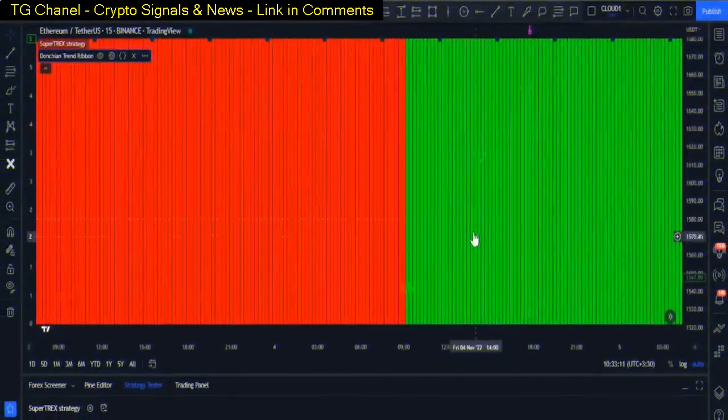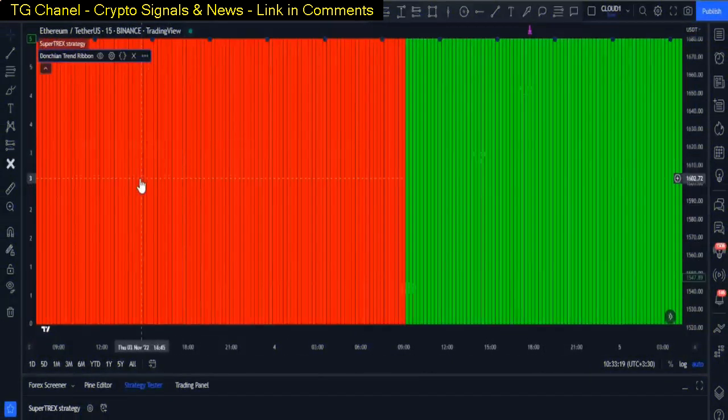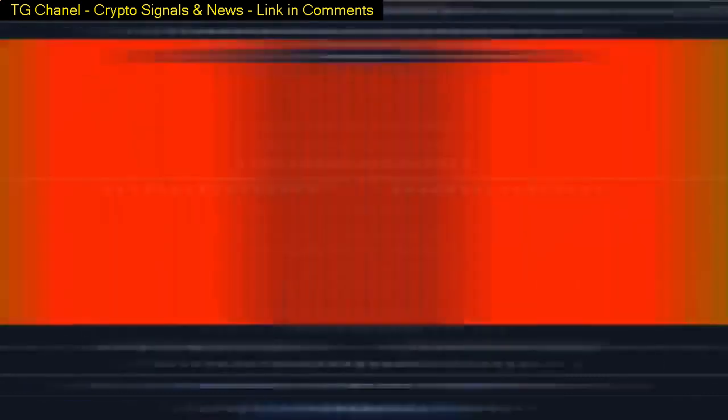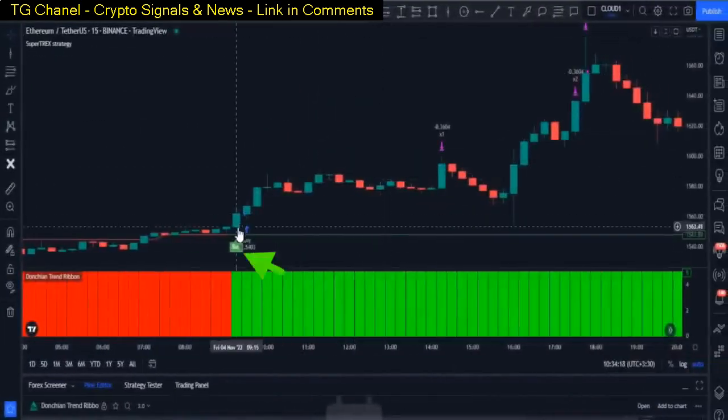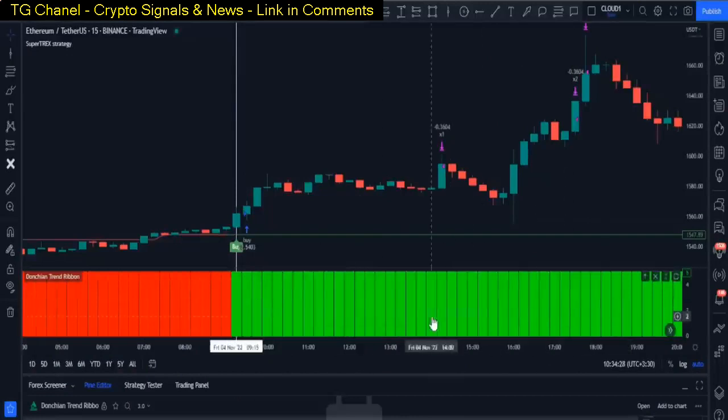Whenever this indicator's histogram is green, it means that we are only allowed to open long trades. And whenever the indicator's histogram is red, it tells us that we should only open short trades. For example, we got a buy signal here, and in order to confirm it, we should check out this secondary indicator as well to see if the histogram is green or not. And as you can see, it is actually green at this position, so that means our buy signal is valid and we can open a trade using it.